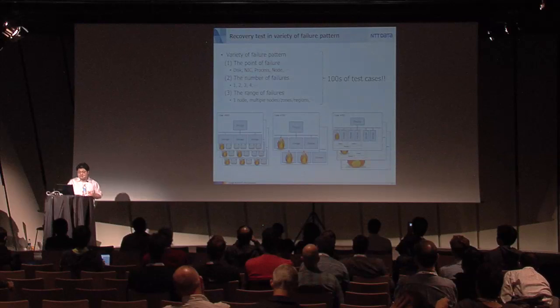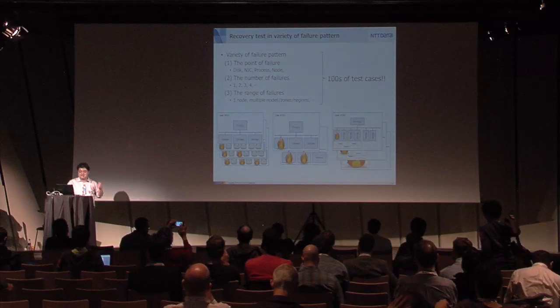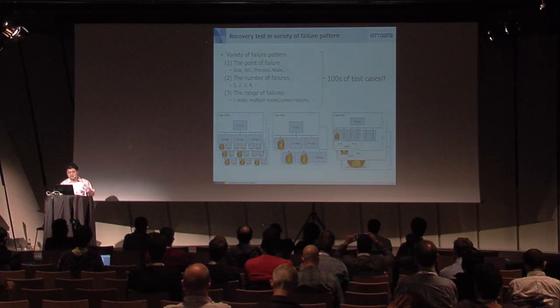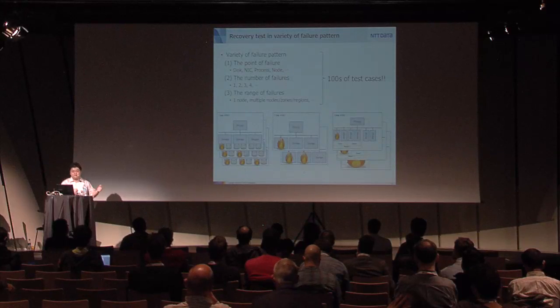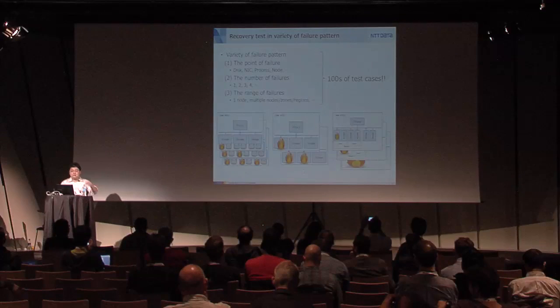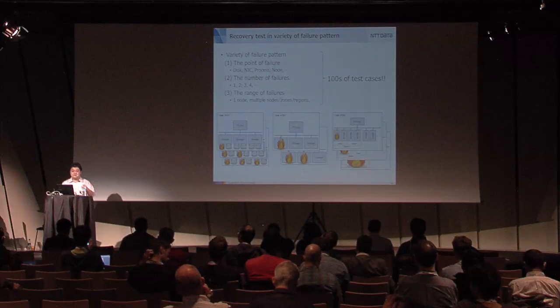To overcome that problem, we decided to do recovery testing. We made hundreds of test cases based on three aspects, described in this slide. The first one is the point of failure. We changed the point of failure, like disks, nodes, and processes. The second is the number of failures. Swift copies data over devices, so the number of failures is one factor that changes the behavior of Swift. We changed the number of failures like 1, 2, 3, 4, and tested these varieties.